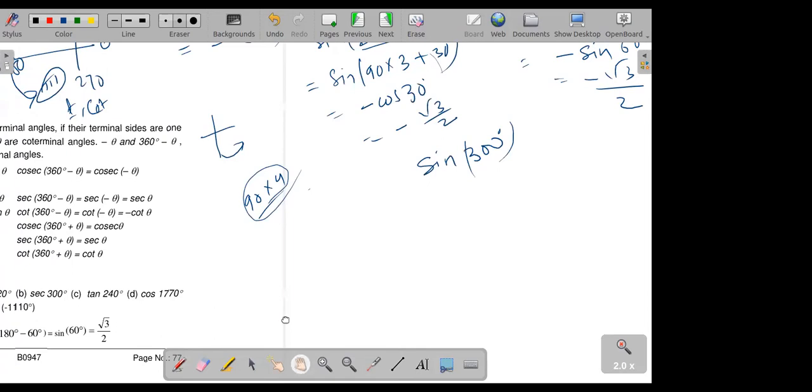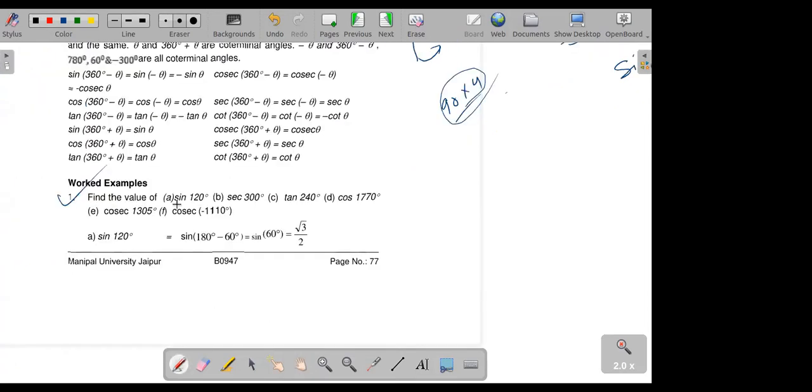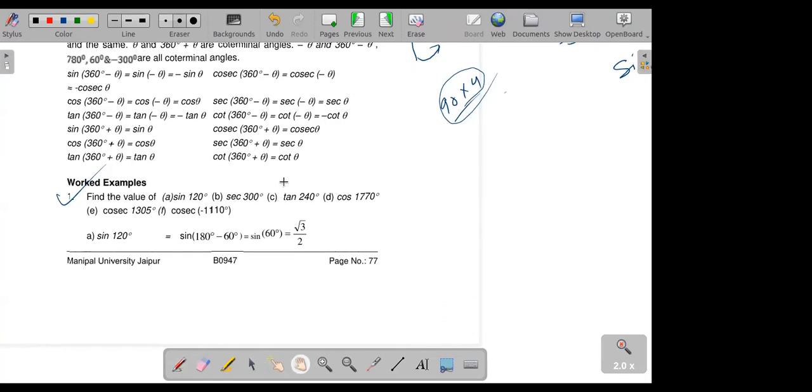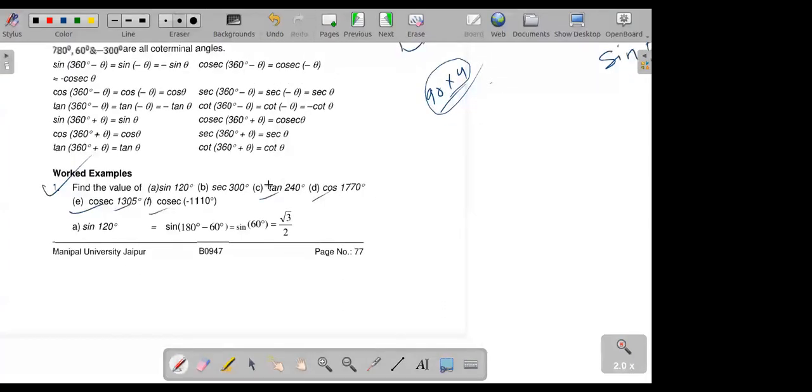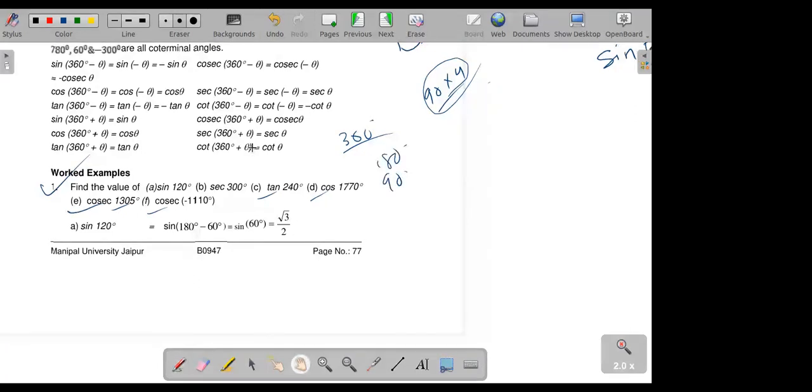One thing, for larger angles, I will suggest first divide by 360, then break it down to a smaller angle, and then by 180, then by 90. This will make it an easier task. Like I'm doing cos 1770.